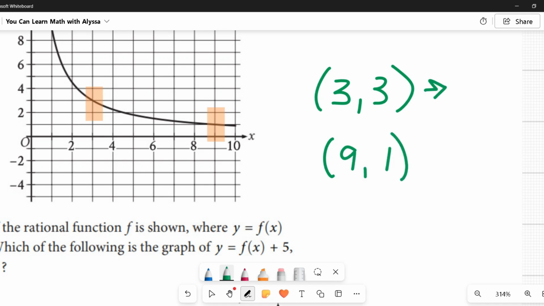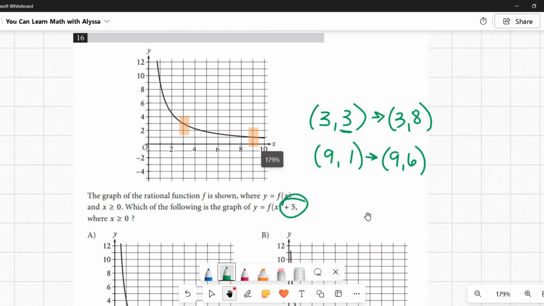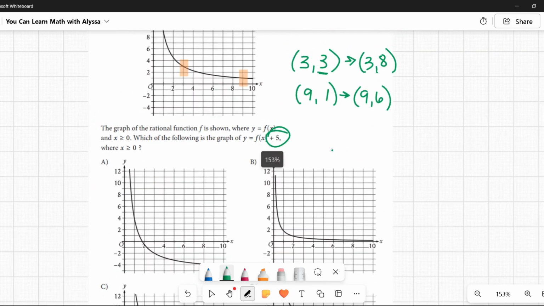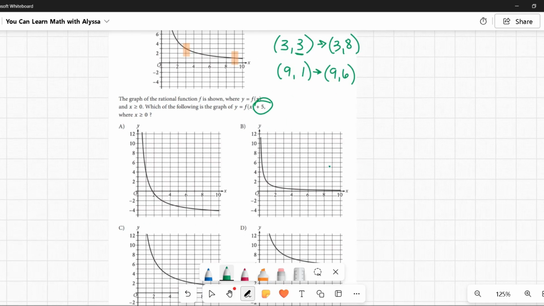So if this point 3, 3 was to go up by 5, that x is going to stay the same. X doesn't change. The y value will go up by 5. So I would expect it to go up to 3, 8. 3 plus 5 being 8. Same with this other one, 9 and 1. That 9 is not going to change, but the 1, that y value will go up by 5. So 9, 6. And then you're going to look for one of these points. And if you find 2 graphs that have one of those points, then you look for the other point.